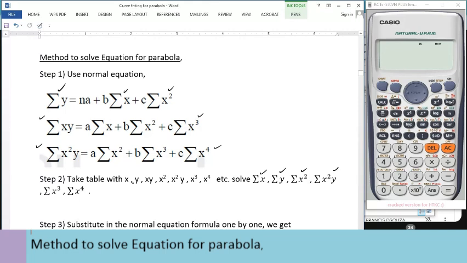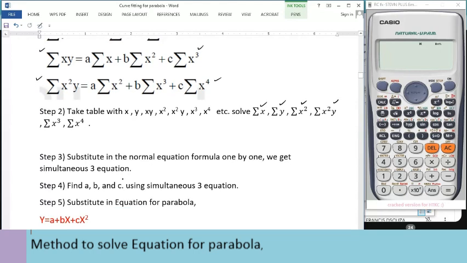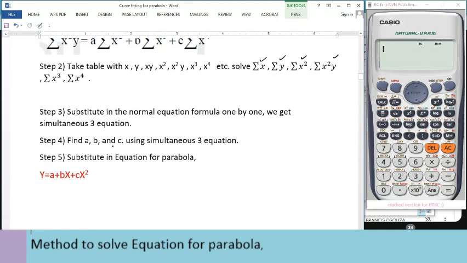We have to do it in our table, so we'll see in the example. That is simple. Substitute in the normal equation. After finding summation of x, summation of y, summation of x square, summation of x square y, summation of x cube, summation of x raised to 4, summation of x y, we substitute all of these in the normal equation. We get 3 simultaneous equations. From these 3 equations, students, I think you already know how to find a, b, c. You can see in my previous video lecture how we find a, b, c using 3 simultaneous equations.